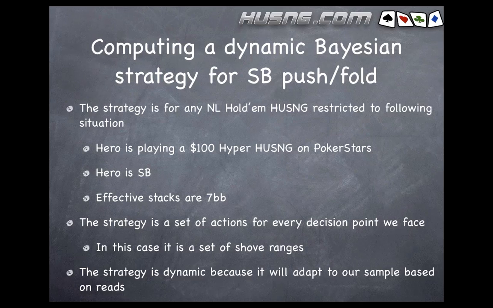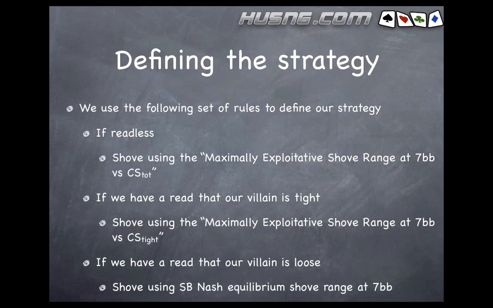The strategy that we're looking for is just a set of actions for every decision point we face, because that's a strategy. And so in this case, it's a set of shoving ranges for every decision point we face. And so I said it was dynamic. That wasn't just a buzzword. It's Bayesian because we use Bayesian statistics to solve for some of the ranges, but it's dynamic because we'll be able to use it to adapt to our sample based on reads. That was the point of the Bayesian part, to make our strategy dynamic so we can adapt to reads and be maximally exploitive. And so let's define the strategy.